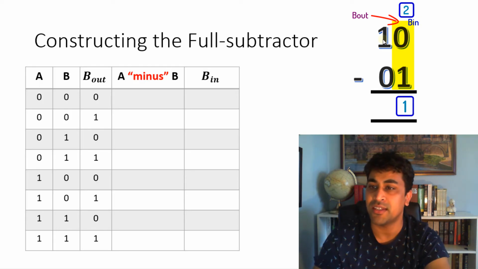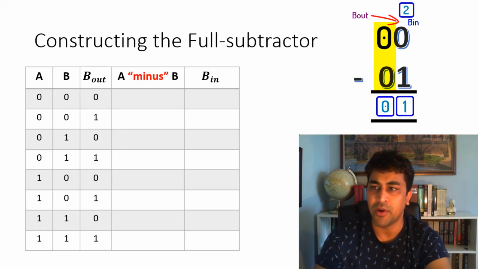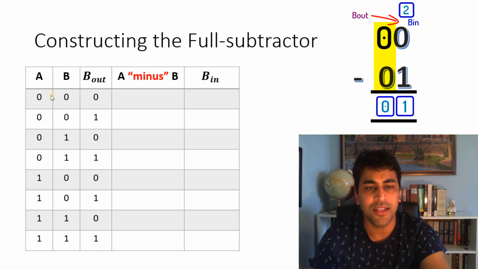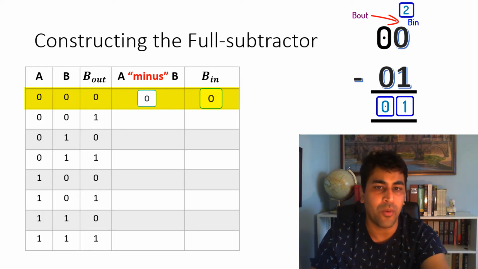Because there was a b out in this column, we now have 0 minus 0, which gives us 0. Note the context of the borrow in both columns. Let's consider the first row. We have a minus b, and since there was no borrow from this subtraction, we can just say a minus b. That gives us a 0 with no borrow required from any other column.